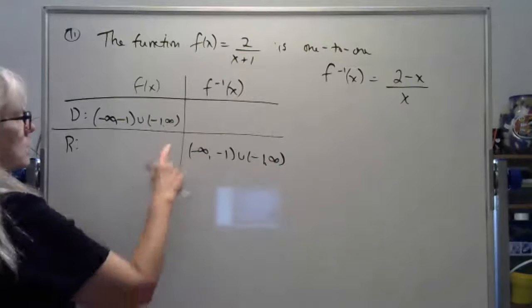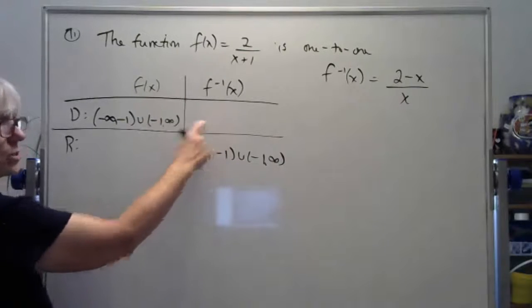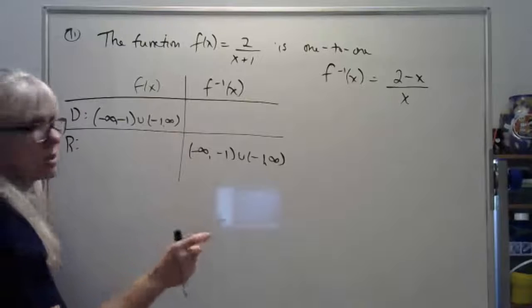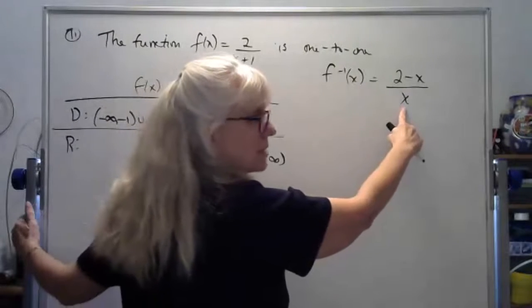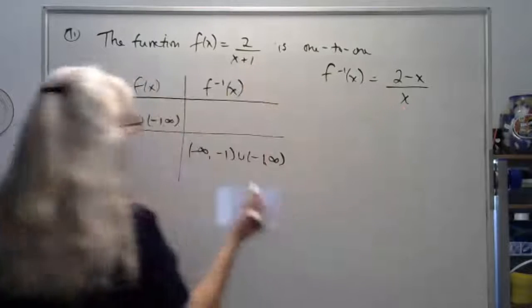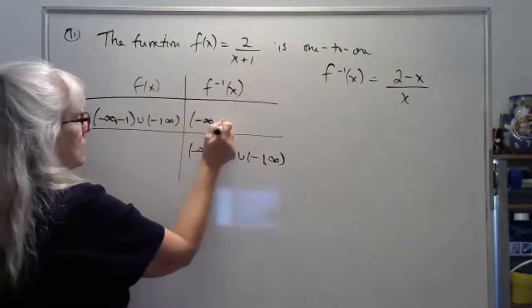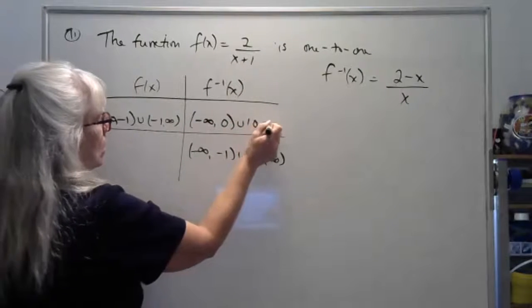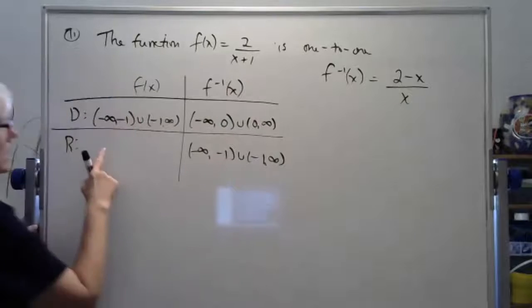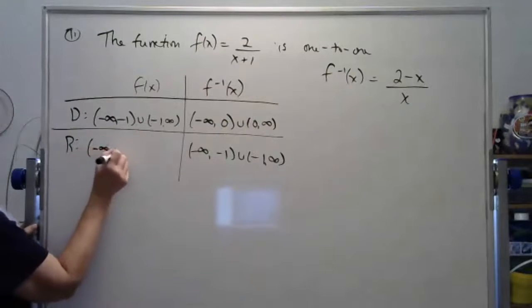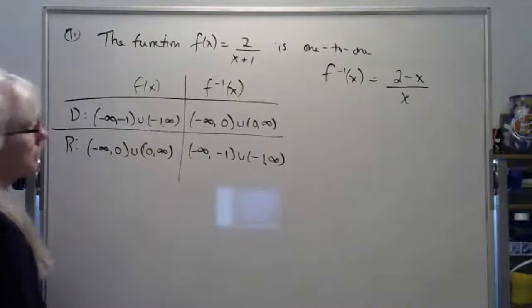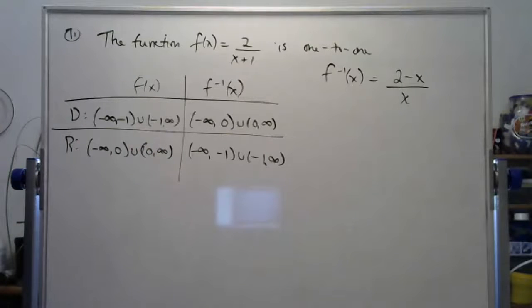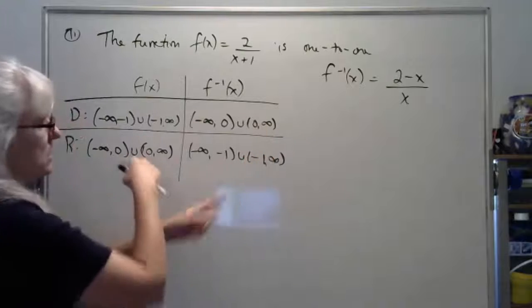Okay, so what about the domain of the inverse function? So notice I'm picking the easier pieces of information to find. So for the inverse function, we know that x can't be 0 because we can't divide by 0. So its domain is negative infinity to 0 and 0 to infinity. So over here, when I flip that, I have negative infinity to 0 and 0 to infinity. So comments or questions? So again, it's easiest to find the two domains and then flip them to get the ranges.